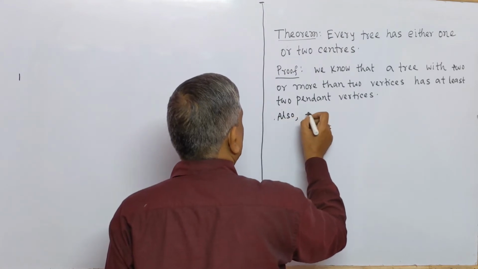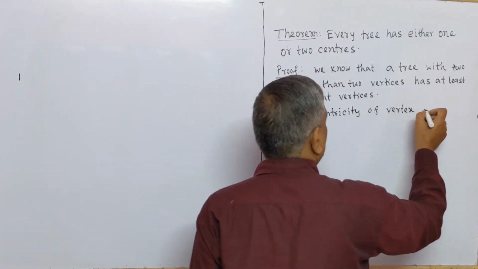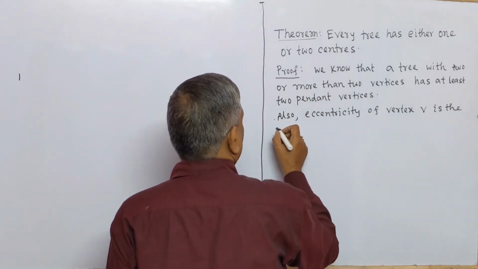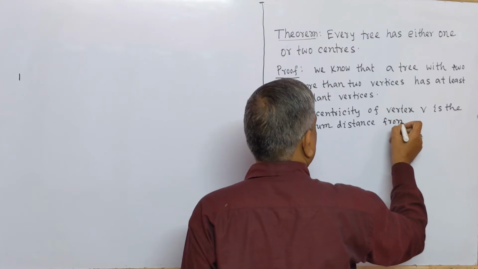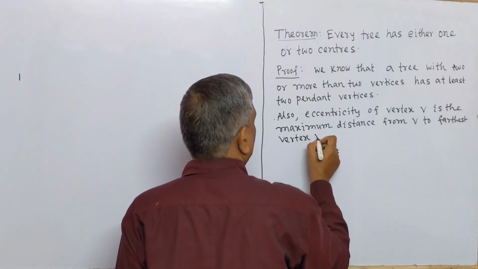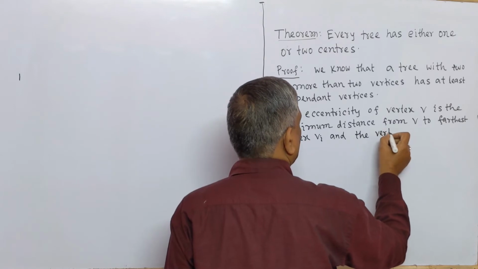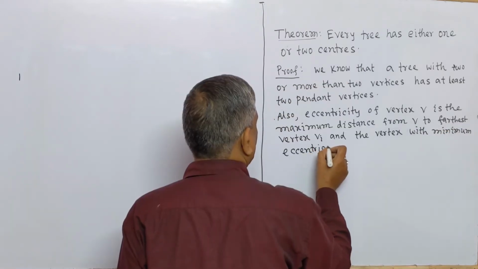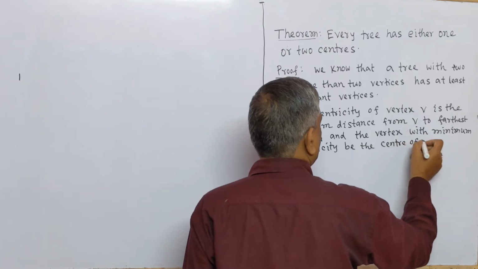Also, eccentricity of a vertex V is the maximum distance from V to farthest vertex Vi, and the vertex with minimum eccentricity be the center of the tree.